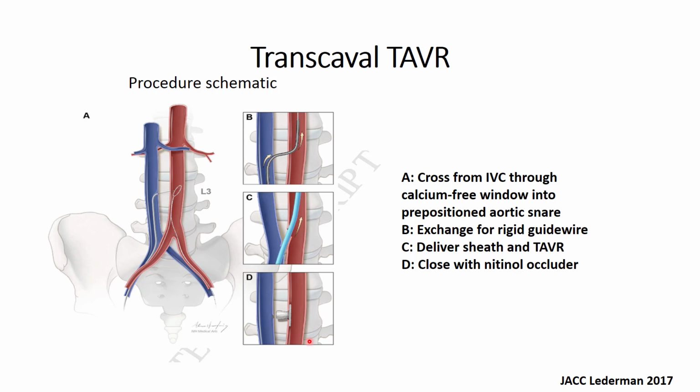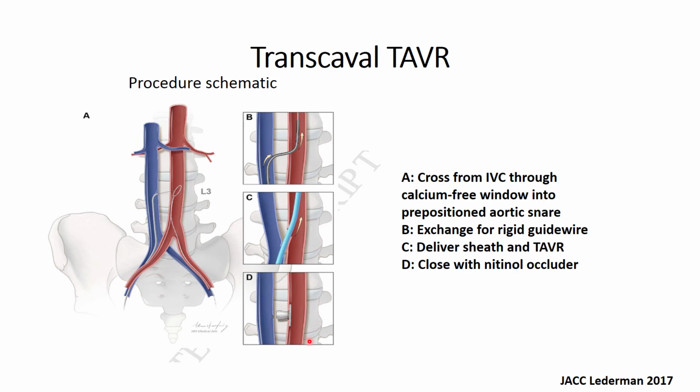So the concept of transcaval TAVR is to take the vein, which has a much larger diameter than the artery, to bypass the femoral or iliac arteries that are diseased, create a connection between your IVC and your aorta, do your TAVI in a conventional way, and then on the way out, close the track you created.